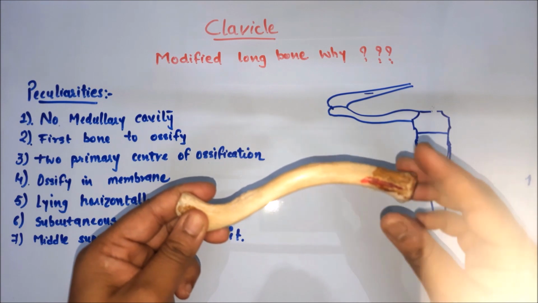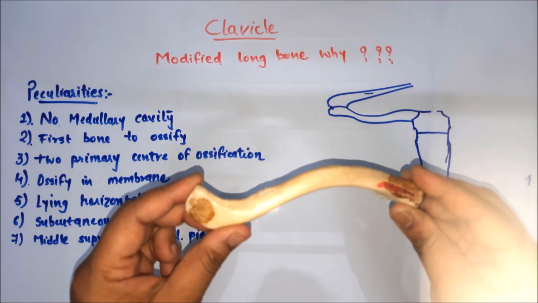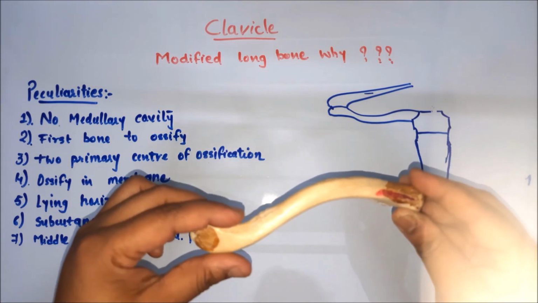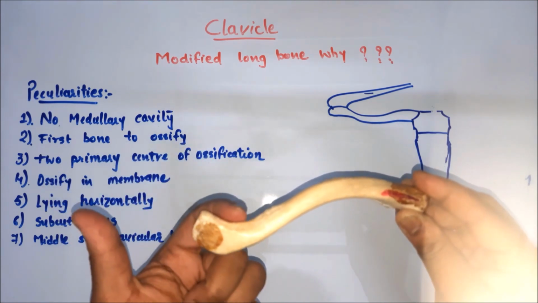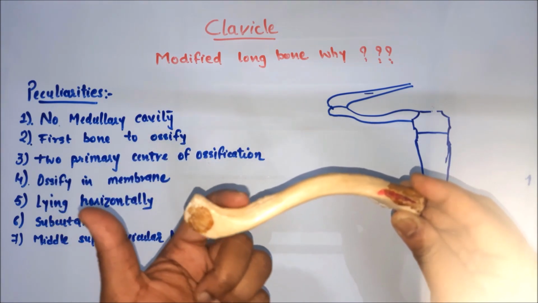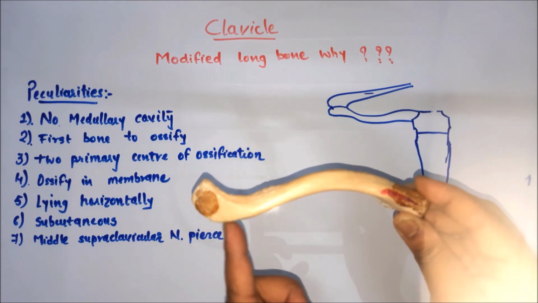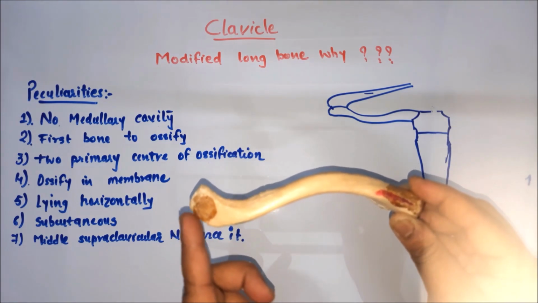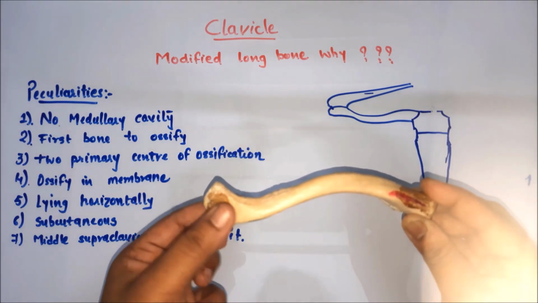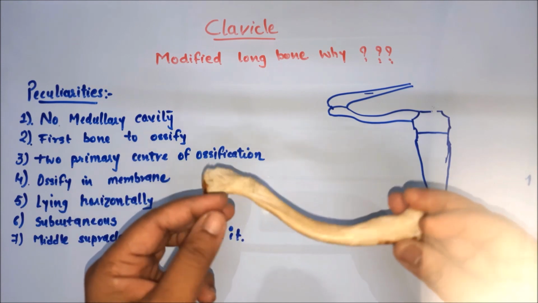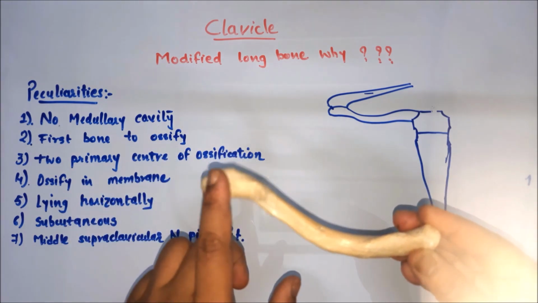It has two ends, medial quadrilateral and lateral flat. The lateral end has two borders. This one is the anterior border, concave anteriorly. This one is the posterior border, convex posteriorly. It has two surfaces. This is the superior surface and this one is the inferior surface.